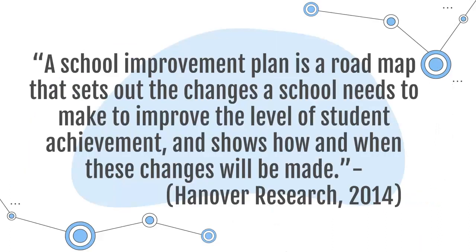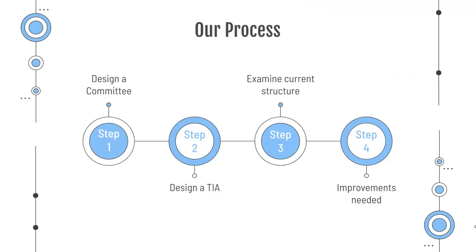that today. One of the quotes that I found from the Hanover research said that a school improvement plan is a roadmap that sets out changes a school needs to make to improve the level of student achievement and shows how and when these changes will be made. I really like the part where they said about it being a roadmap. And that's literally what this audit is about. It's finding where you are, devising a plan with a committee and figuring out where you're going to go to better improve learning for all the students within your school district.